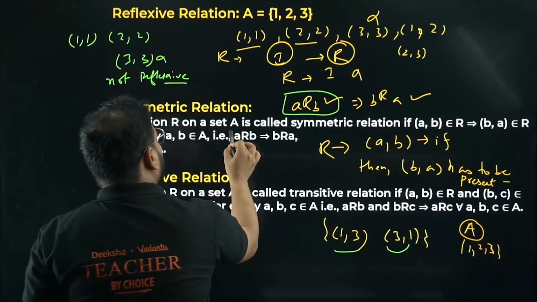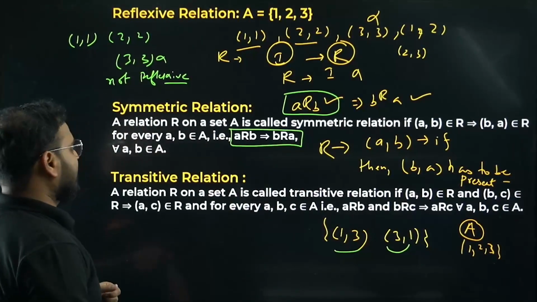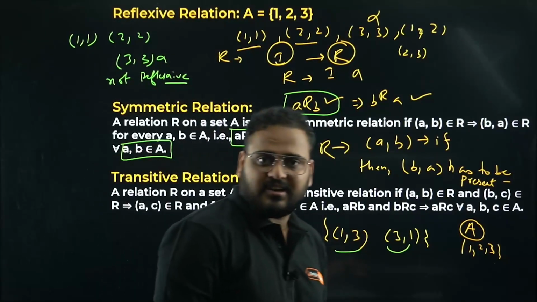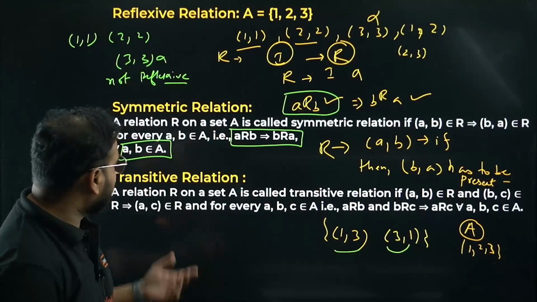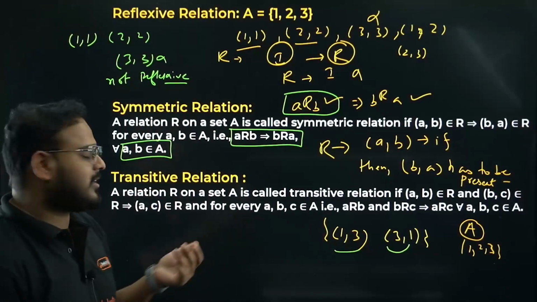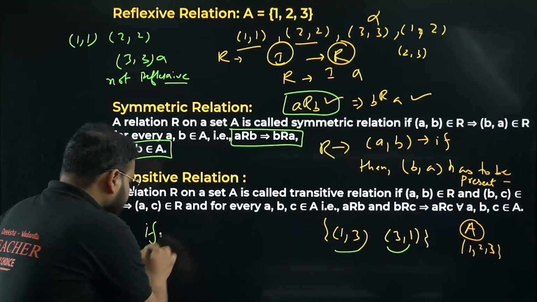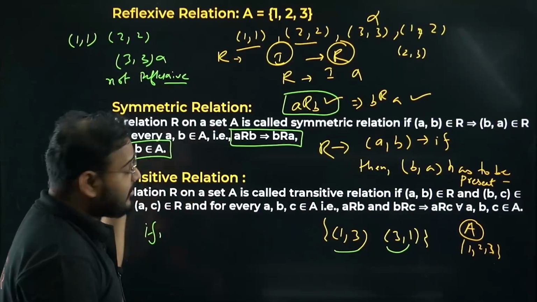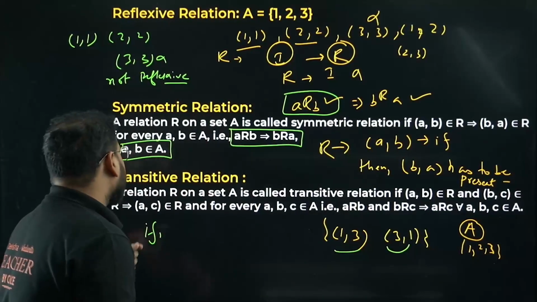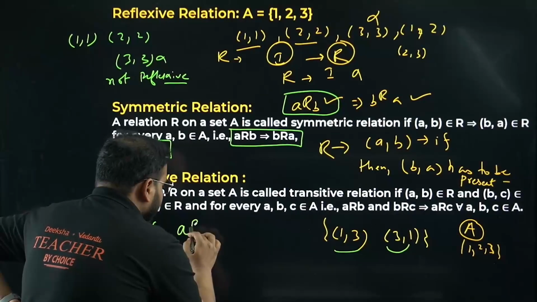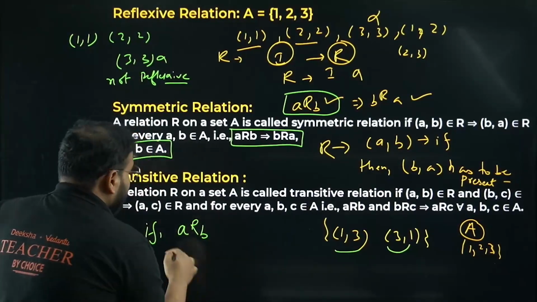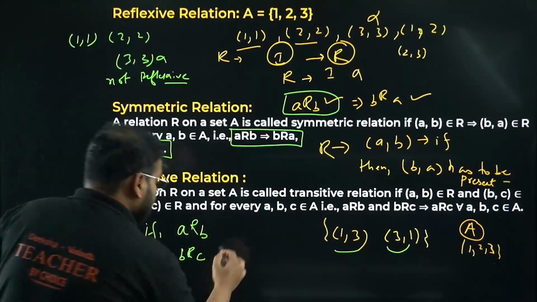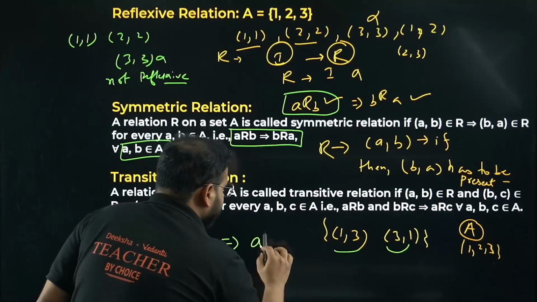Okay, check this out. If ARB is there, then BRA has to be also in the relation, where A and B belong to the set A, of course, where the relation is defined. Chaliye. Transitive relation, bacha. This is again an if and but condition. A relation R will be called transitive when you have these conditions: if you have ARB, you should also have BRC. These are both if conditions. Then, bacha, ARC should also be there.